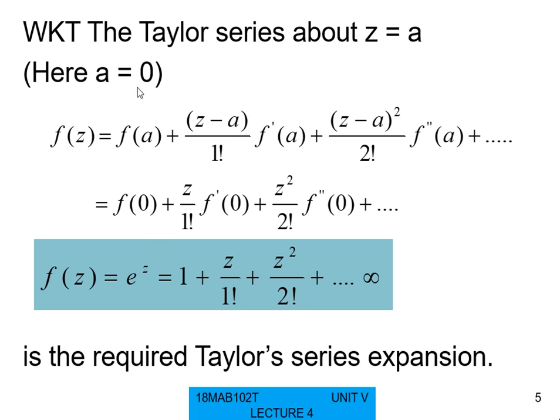So it is in powers of z. Suppose the point is a, then it is in powers of z minus a. Right? See the second example.